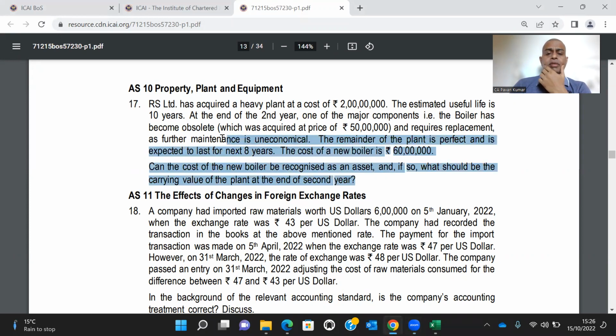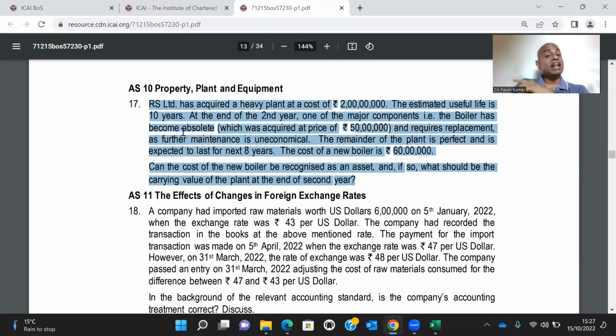So guys, tell me, what is the principle involved in this question? Are they speaking about the measurement concept? Are they speaking about the recognition concept? Are they speaking about subsequent additions? Are they speaking about major overhaul or inspection cost? What are they speaking about in this? They're speaking about replacement of a major component.